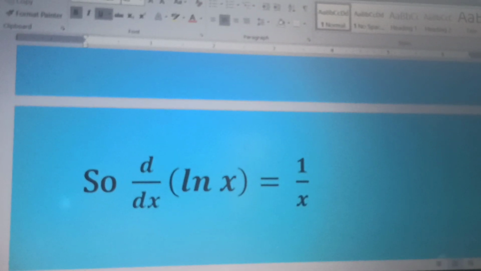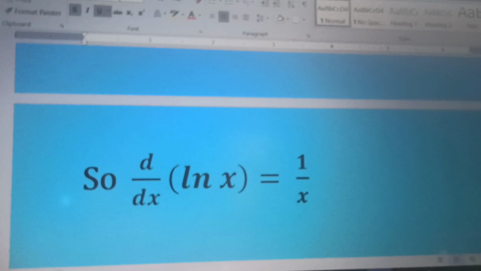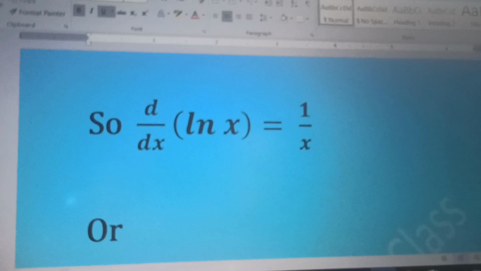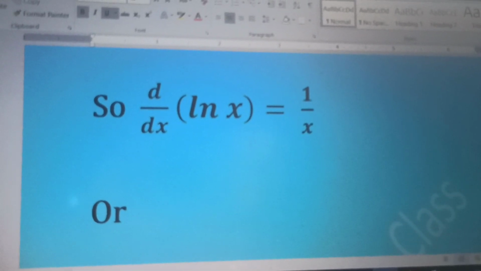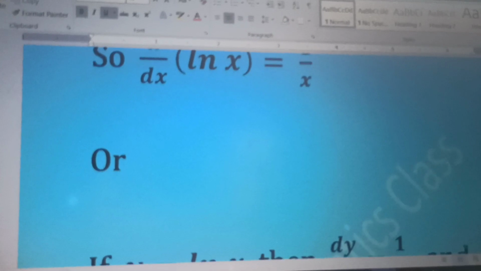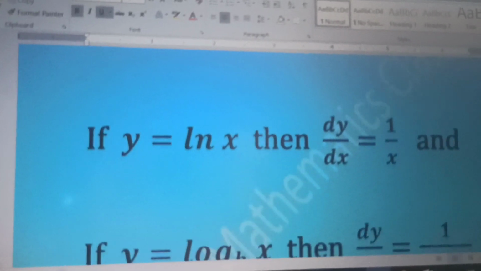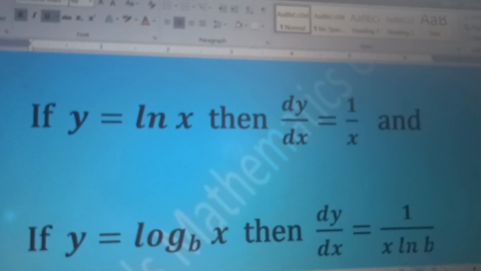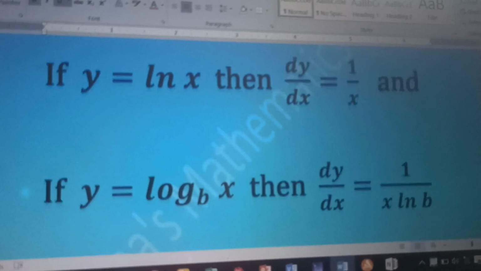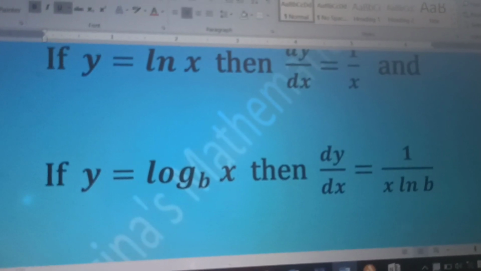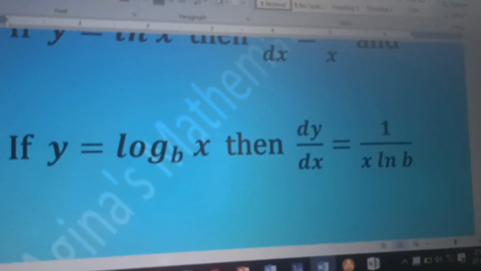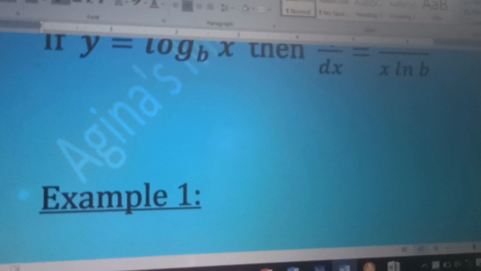So we can write d dx of ln x is equal to 1 over x. So whenever you're differentiating ln x, you know that you will have 1 over x. Or we can summarize it as, if y equal to ln x, then dy dx is equal to 1 over x. And if y is equal to log x base b, then dy dx is equal to 1 over x ln b. So let's take an example.